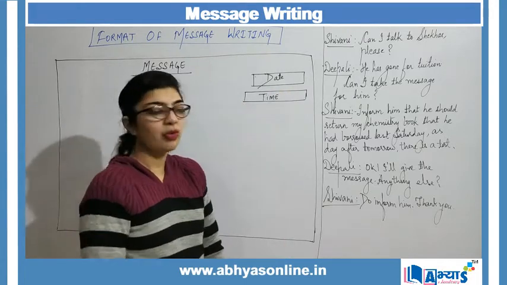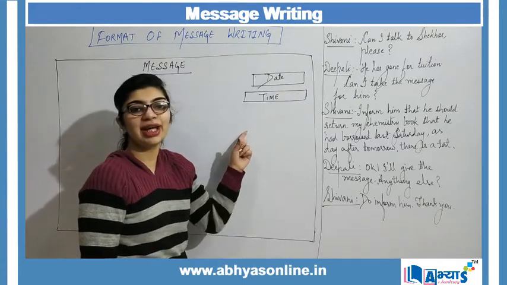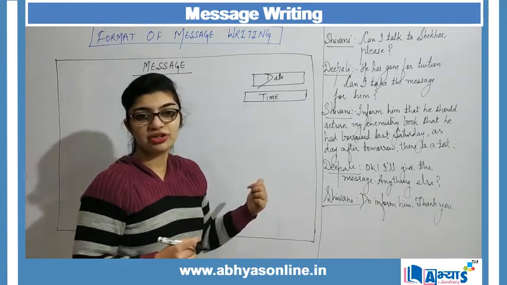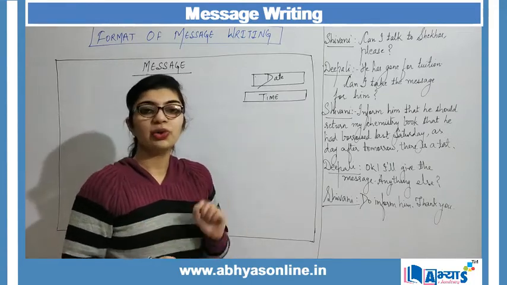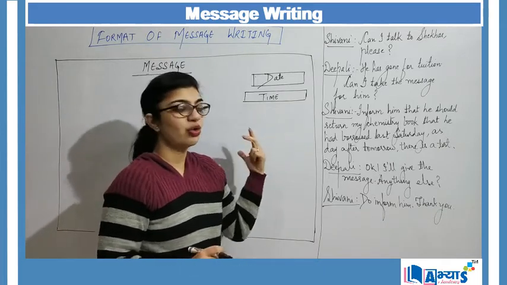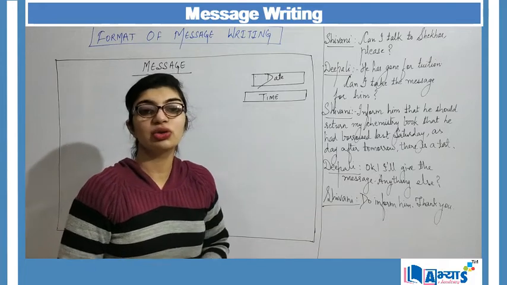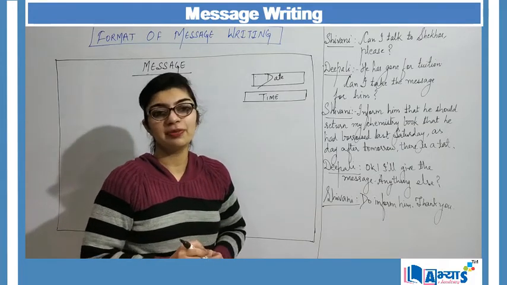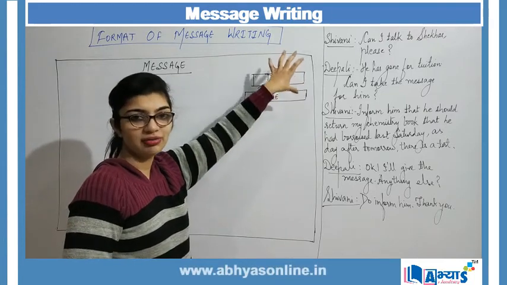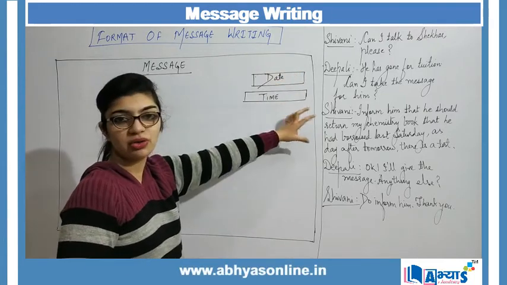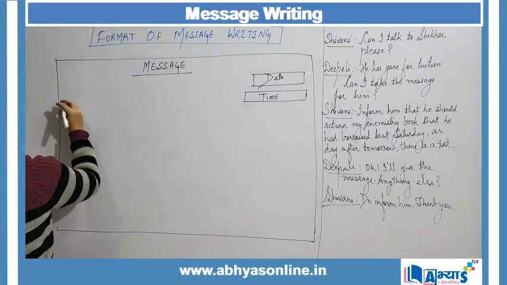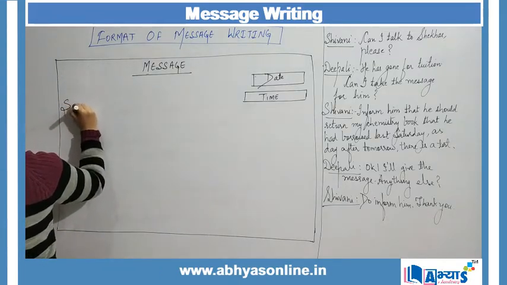Remember, it is very important to mention the date and time of the message that you are delivering. The time at which you are writing the message should be mentioned so that the receiver of the message knows when you wrote it, right? So date and time will be written in the top right corner of the box, and then on the left you will mention the salutation.